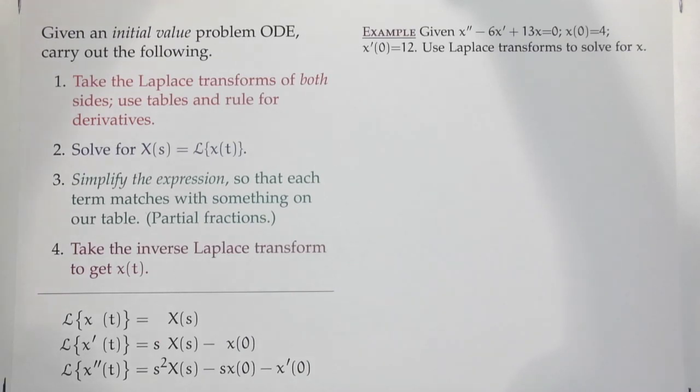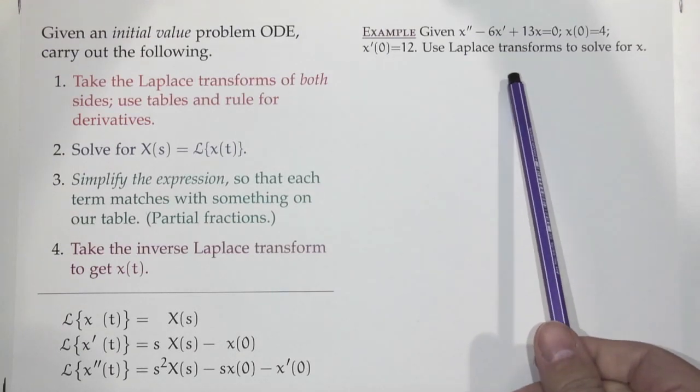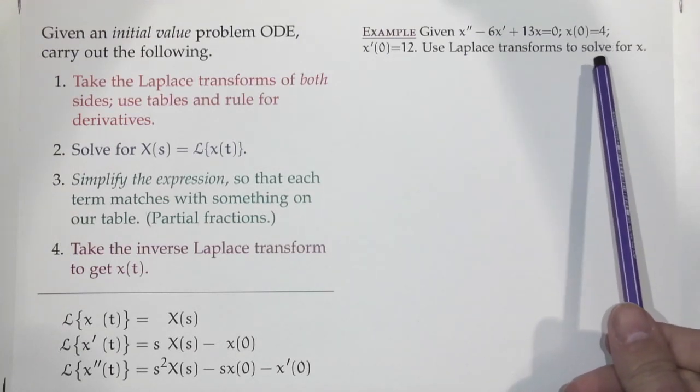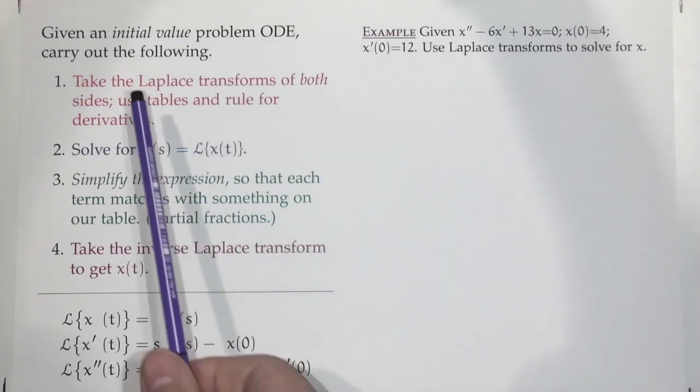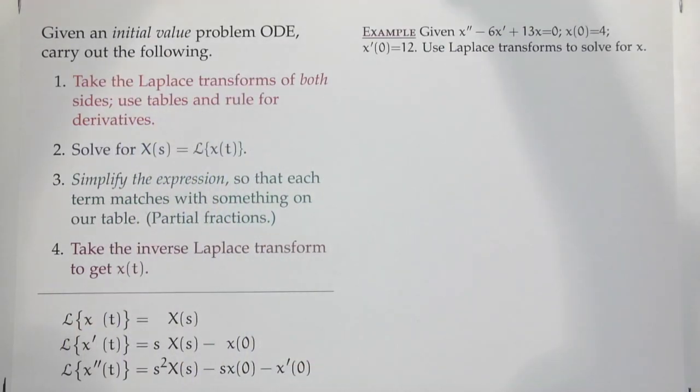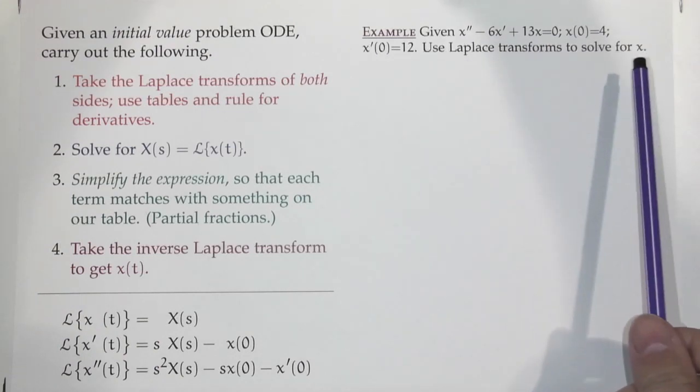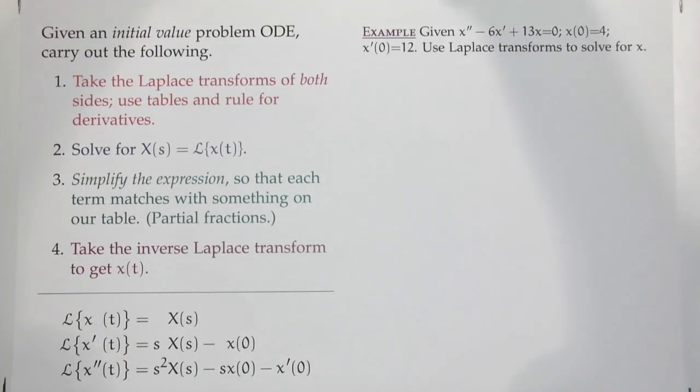Given x double prime minus 6x prime plus 13x equals 0, x of 0 equals 4, x prime of 0 equals 12. So this is an initial value problem. And I want to emphasize, whenever we're using Laplace transforms, it has to be an initial value problem. If you don't have an initial value problem, you can't use Laplace transforms. Okay, so use Laplace transforms to solve for x. Now this is a problem that we could do without Laplace transforms, but we have our new toy. We want to take it out and play with it and have fun.